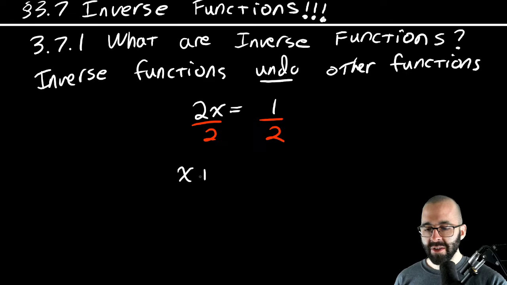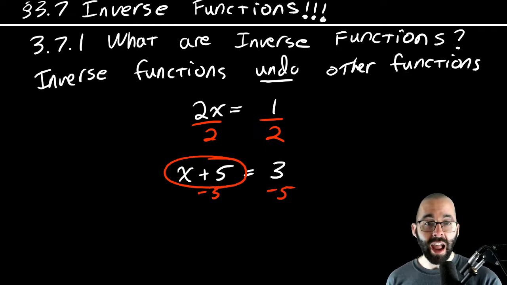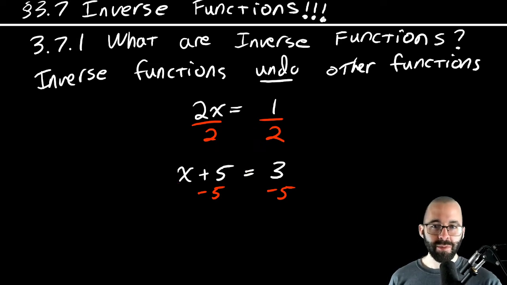Let's say we're solving an equation, and we have something like this. Well, we subtract 5 from both sides. We apply the inverse of what is happening to x. X is being added by 5. We are inversing it by subtracting 5 from both sides. We do inverse functions all the time.